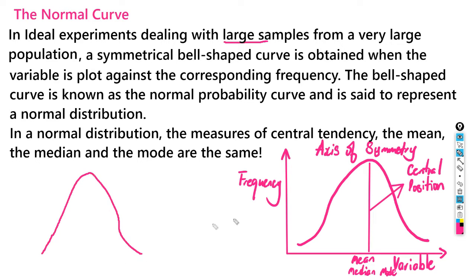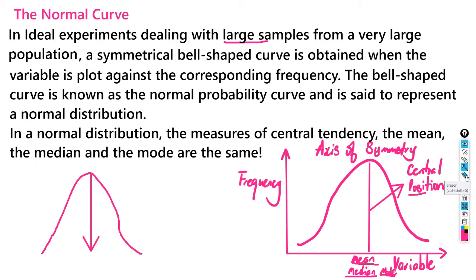As you can see in the diagram, the central position represents the mean, the median, and the mode. All three of them are the same. So in the little sketch diagram I put here, this would be where the mean, the median, and the mode are, and all of them would be the same. This here is the axis of symmetry on the top. You have the frequency on the y-axis, and you have the variable on the x-axis. All right, guys, so it's really that simple.